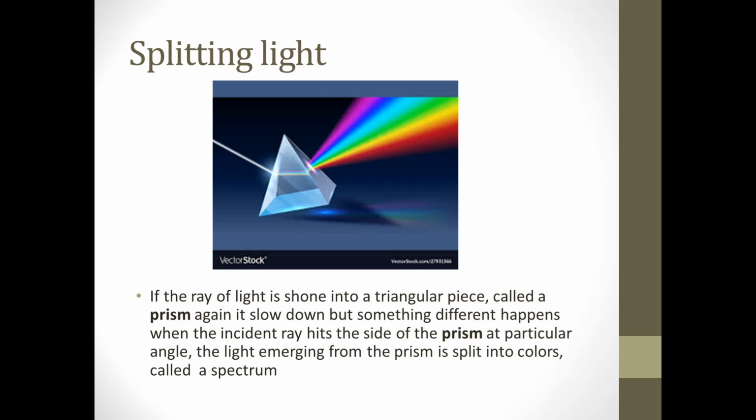Splitting light. If a ray of light is shone into a triangular piece of glass called a prism, we use this prism to split the white light into many colors. Let's read this paragraph. If the ray of light is shone into a triangular piece called a prism, again it's slowed down.